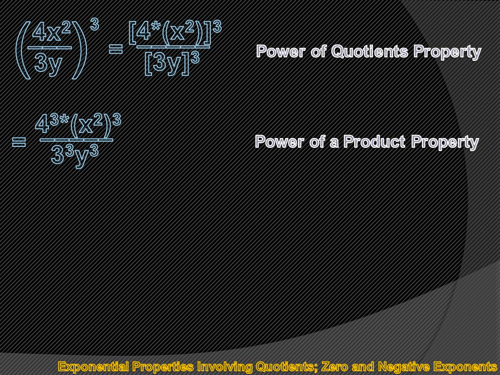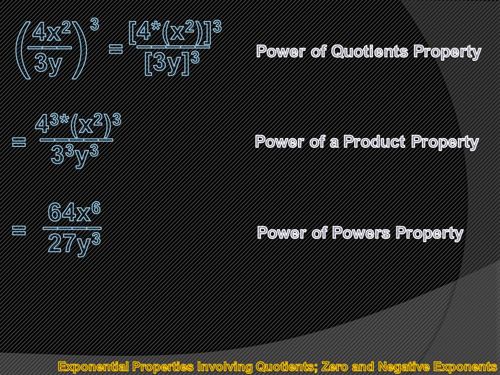Well, now what do I do? Let's simplify that. I can simplify 4 to the third, and that becomes 64. I can simplify x squared raised to the third power. What is that? That's the power of a power property. I simply multiply those two powers, and I get x to the sixth. I can also simplify 3 cubed, and that becomes 27. And I really can't simplify y cubed. That's just y cubed. So I had 4x squared divided by 3y to the third power, and I simplified it to 64x to the sixth divided by 27y to the third.